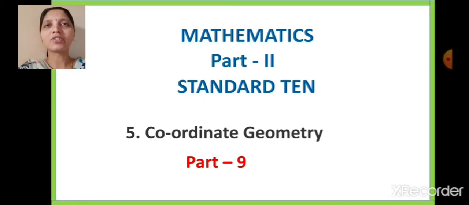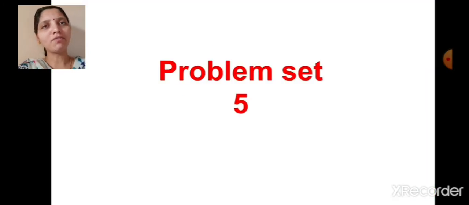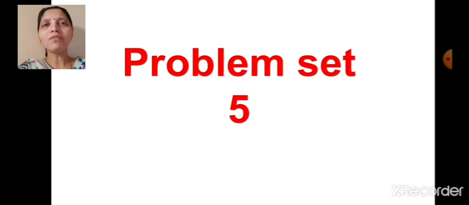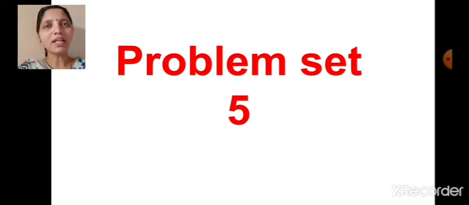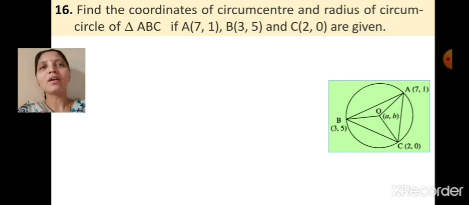This is the 9th session on coordinate geometry and we are solving problem set 5. Today we are going to solve question number 16 and 19. Now question number 16: find the coordinates of circumcenter and radius of circumcircle of triangle ABC if coordinates of points A, B and C are given.